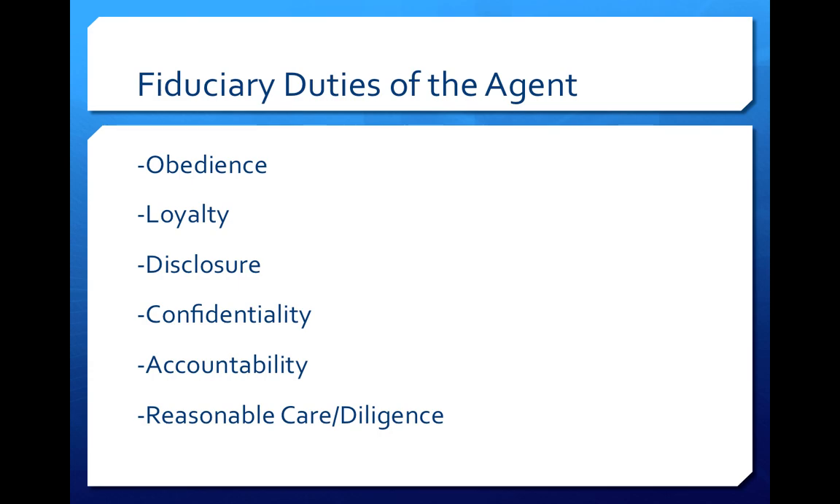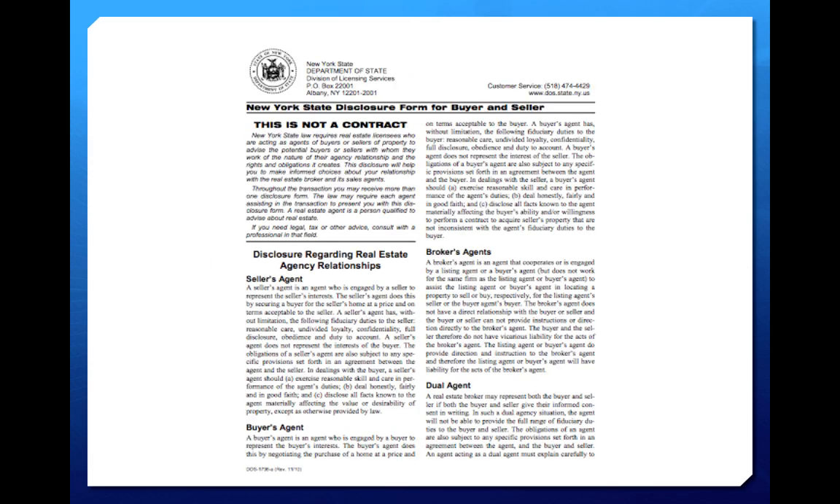What are the duties of the agent, right? Well, they have to have obedience, loyalty, they've got to give disclosure, they've got to protect your confidentiality, they have to have accountability, reasonable care, and diligence. Okay, so these are the things you should be expecting from the person or the real estate professional serving you.